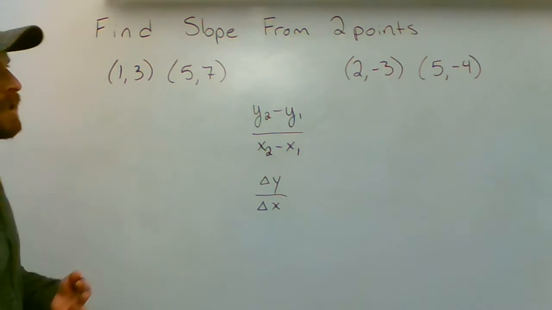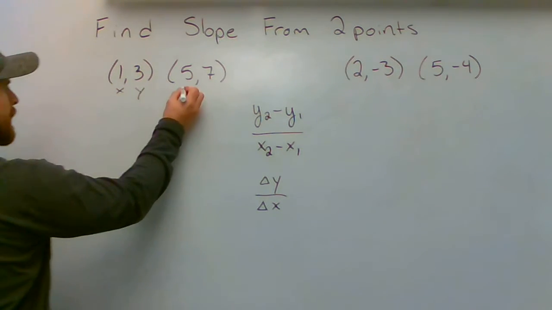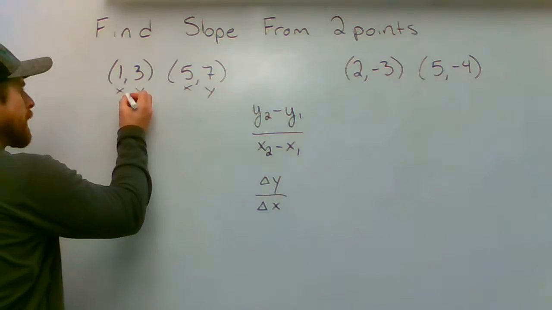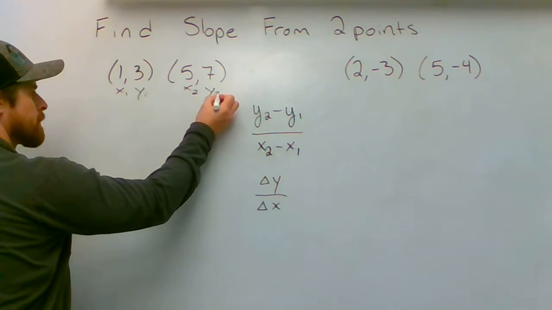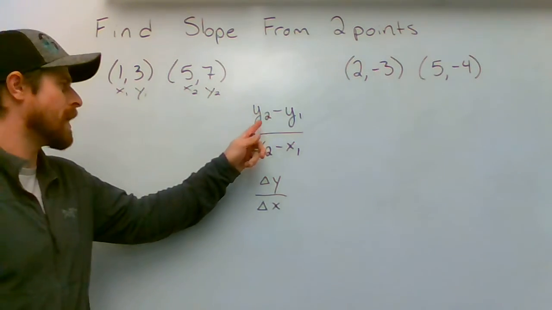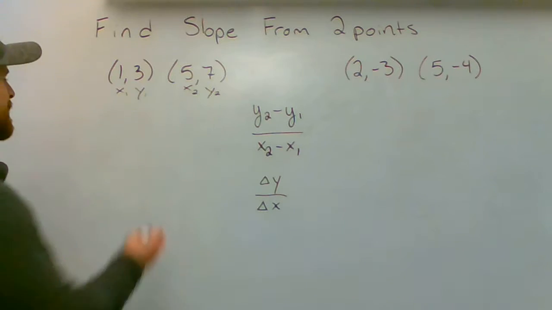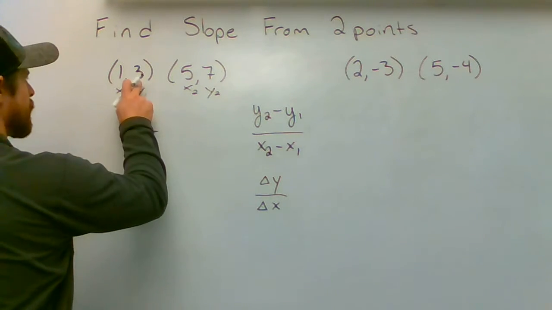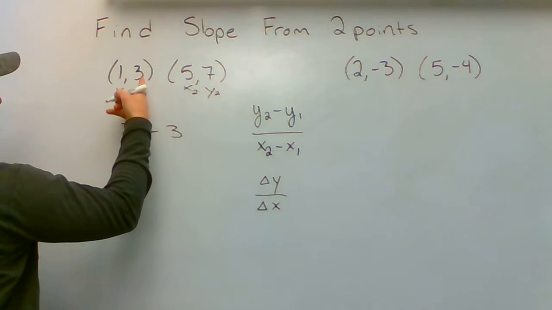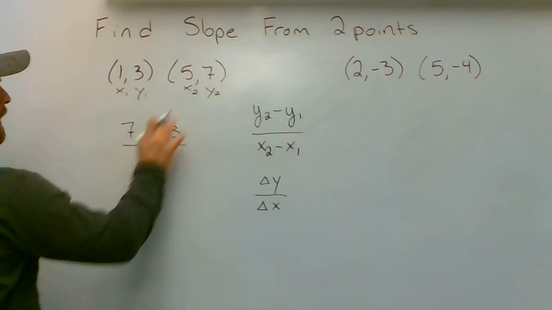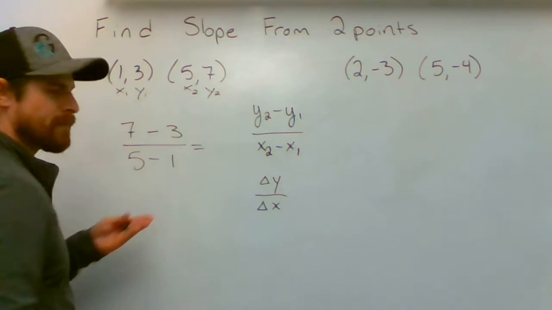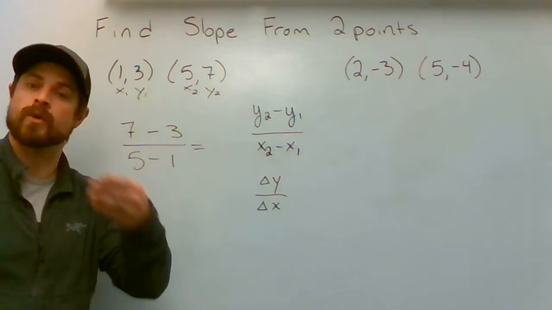This first problem, what I will always teach my students to do is label X, Y, X, Y underneath each one of the ordered pairs. This is your first ordered pair. This is your second. So I put little ones, little twos. Now all I need to do is ask myself y2 minus y1. Y2 is the 7 minus the 3, which is my y1. Y2 minus y1, 7 minus 3. That goes on top. X2 minus x1, 5 minus 1. And this will give me my rise over my run, or in other words, my slope.